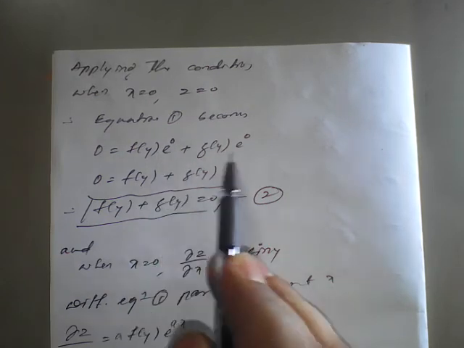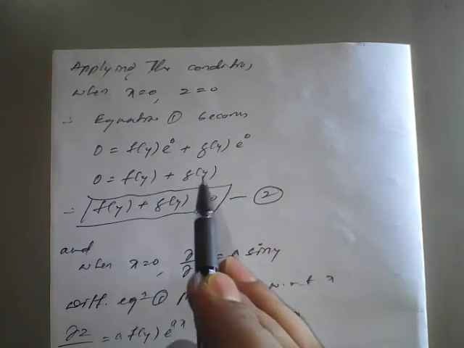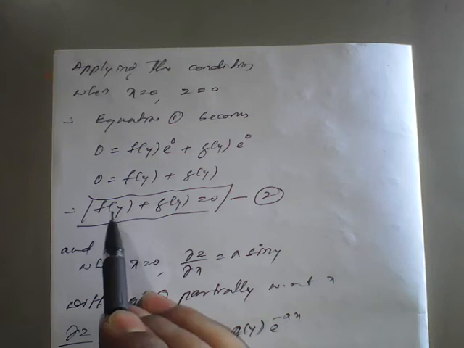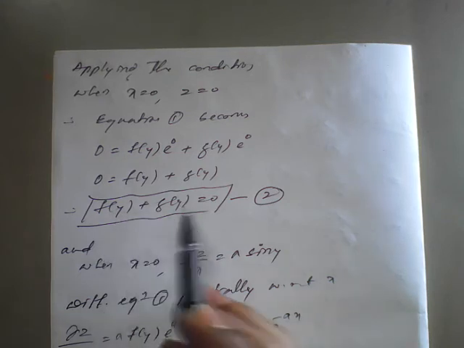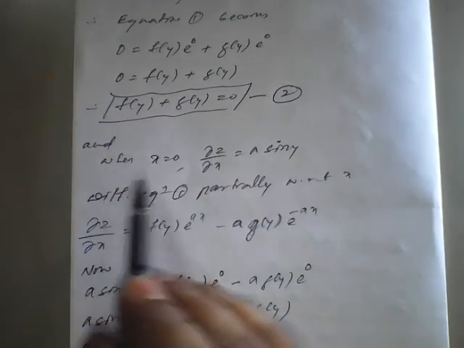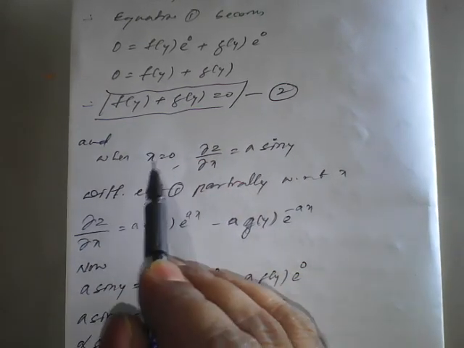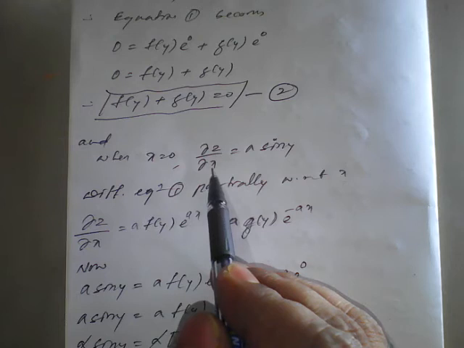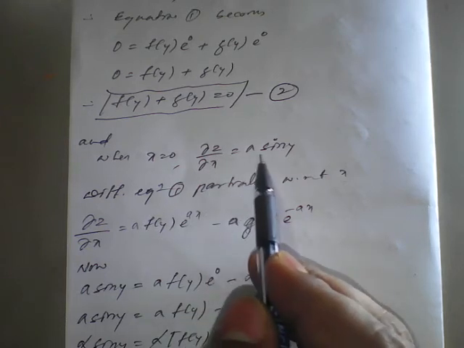So e raised to 0 is 1, so therefore it will become f of y plus g of y. So this equation I will rewrite as f of y plus g of y is equal to 0, and give equation number 2. Now apply condition number 2: x is equal to 0, dou z upon dou x is equal to a times sin y.